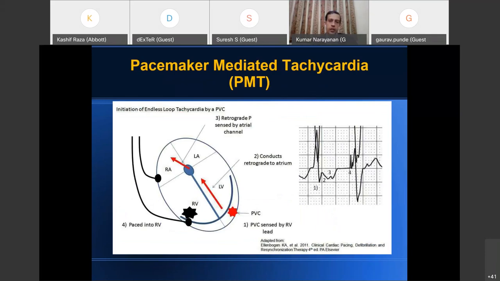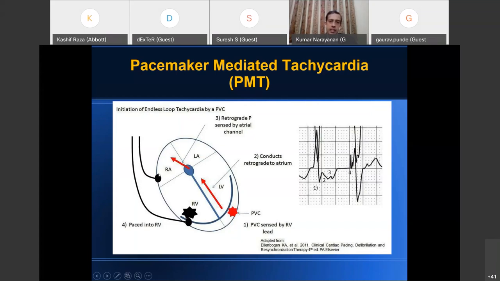So a couple more algorithms and then we'll be concluding. The algorithms we are talking about are those designed to tackle the issue of PMT, or pacemaker mediated tachycardia. We talked about pacemaker mediated tachycardia in the last session. Why does this happen? This happens whenever there is a retrograde conduction from the ventricle to the atrium. This can happen after a ventricular pacing event, or more commonly, after a PVC, where the ventricle conducts to the atrium, and there is a retrograde P wave.